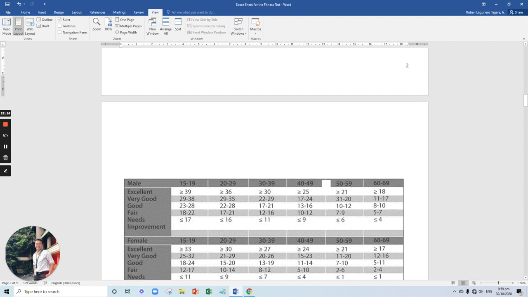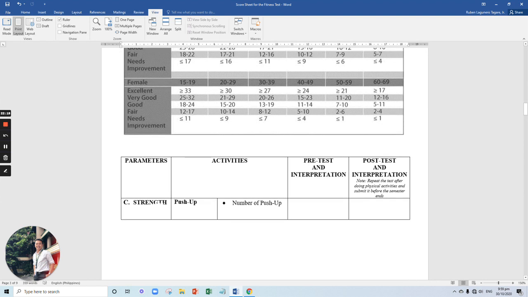Then we have the strength. So for push-up, we have the number of push-ups. Ilagay mo lang dito. No? This is for pre-test. Ito yung interpretation ninyo. So kung 12 to 17, that is fair for female. So pag lalaki, iba rin siya. So you have to be very careful with this one, ha?